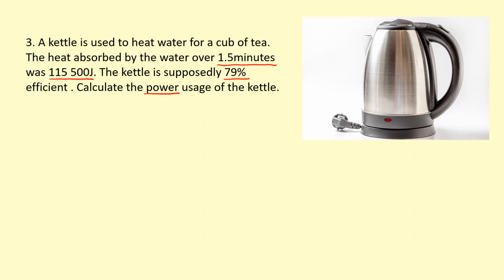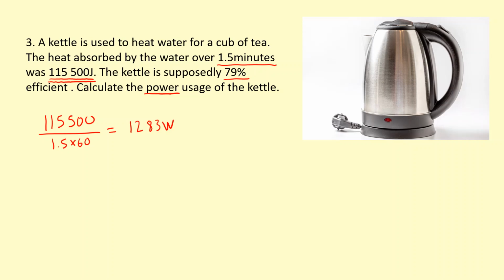So this 115,500 joules is actually the useful energy. It's the energy that actually goes into heating the water up. So I'm going to turn that into a power first. I could do it later, but I'm just going to do it now. Turning this time into seconds by multiplying by 60, the useful power is 1283 watts. So that's the power that's actually going into heating the water up.